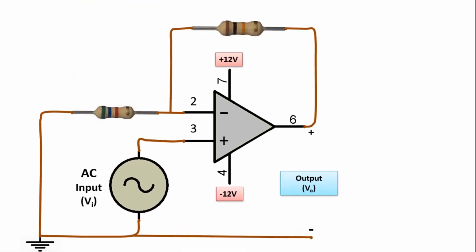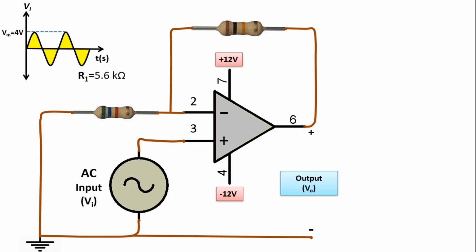So how will it be if the input here is AC instead of DC? Again, we will operate by thinking in the same way. For example, let the voltage value of the AC source here be a sine-shaped AC with a maximum value of 4 volts as here. Let the resistance values be R1 equals 5.6 kiloohms and RF equals 10 kiloohms. What is the output value?